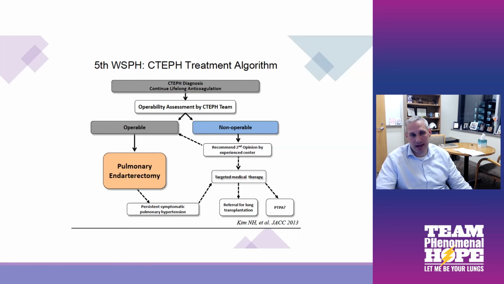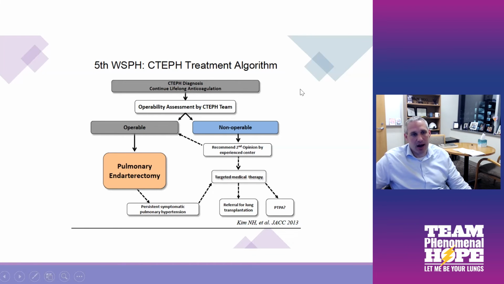And then you want to make that determination if the person's operable or not. And generally, if a person has operable disease, that's the preferred strategy, assuming that they're an appropriate candidate for surgery. That gives you the largest decrease in the resistance in the lungs from the blood clots, and the best chance for a good outcome.